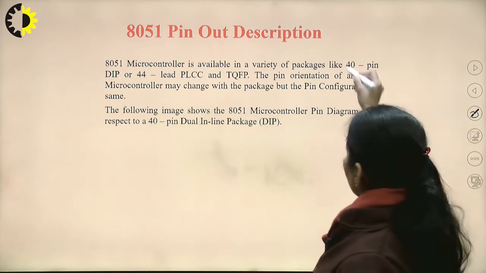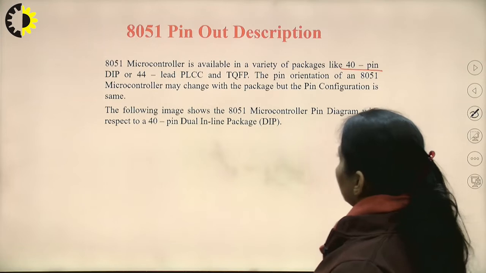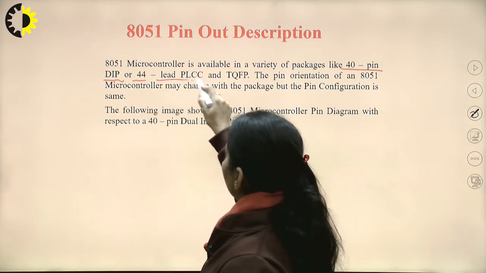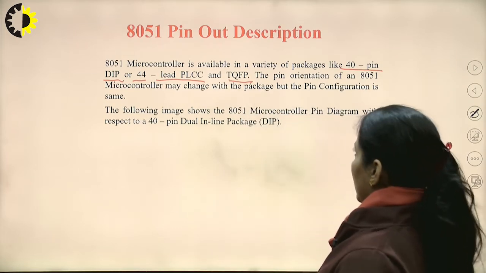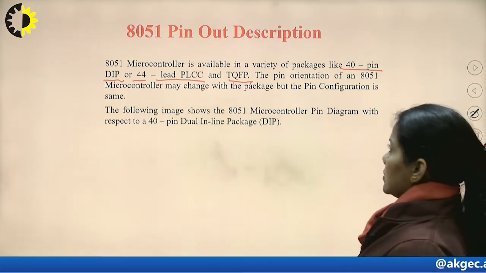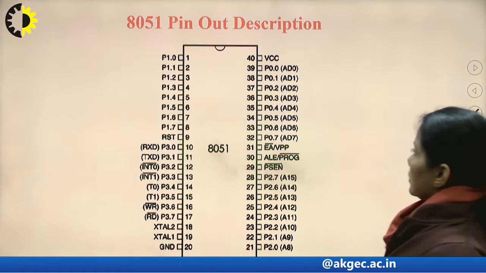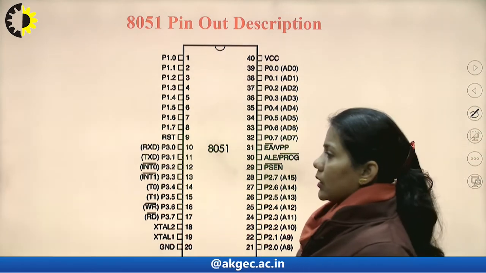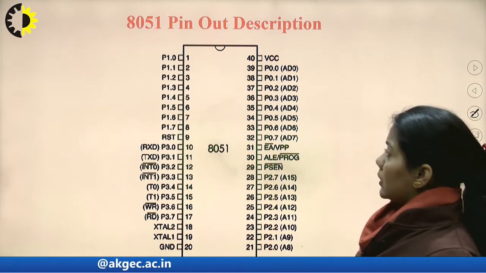As we all know, 8051 is a 40 pin IC, and it is available in DIP package, 44 lead PLCC package or thin quad flat package. The pin orientation of an 8051 microcontroller may change with the package, but the pin configuration is the same. The basic image of the DIP, that is the dual inline package of 8051, is as shown.